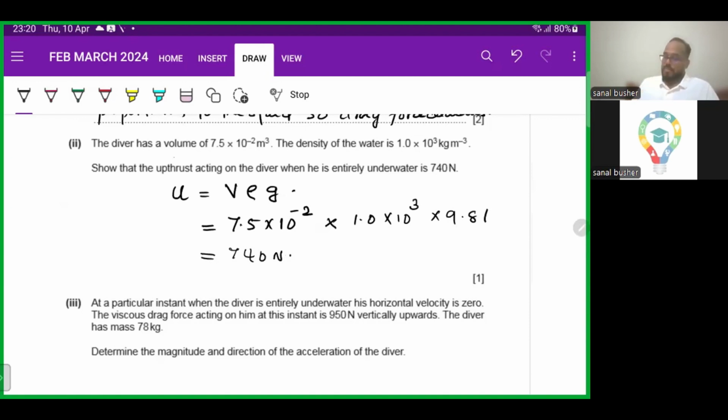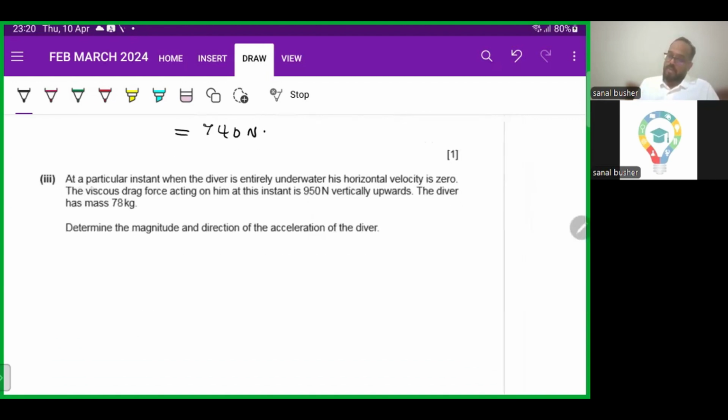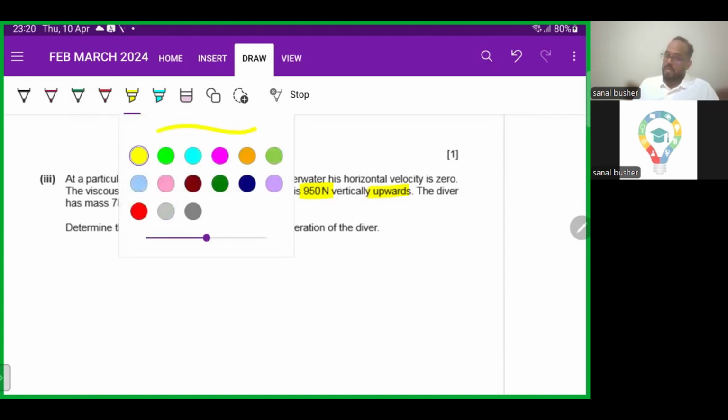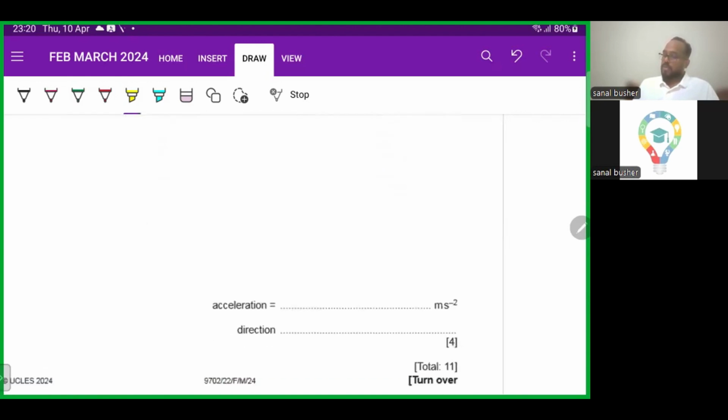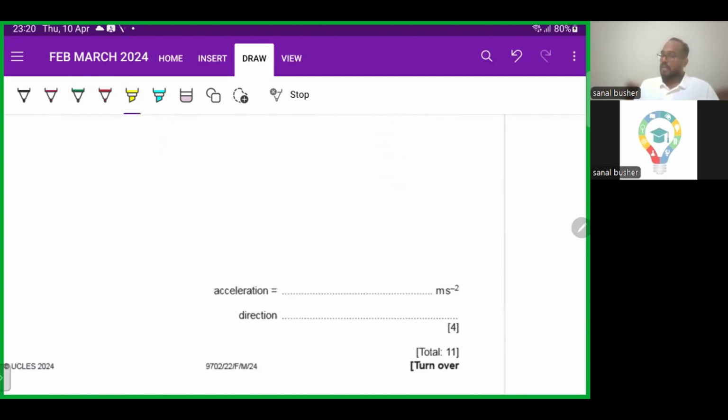Understood? Now, next part. At a particular instant, when the diver is entirely under the water, his horizontal velocity is 0. The viscous drag force acting on him at that instant is 950 newtons, vertically upward. The diver has a mass of 78 kg. Determine the magnitude and direction of the acceleration of the diver.